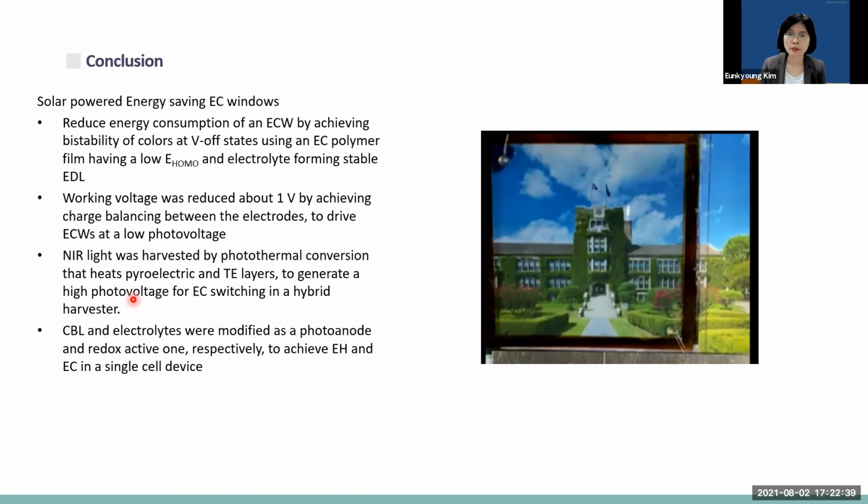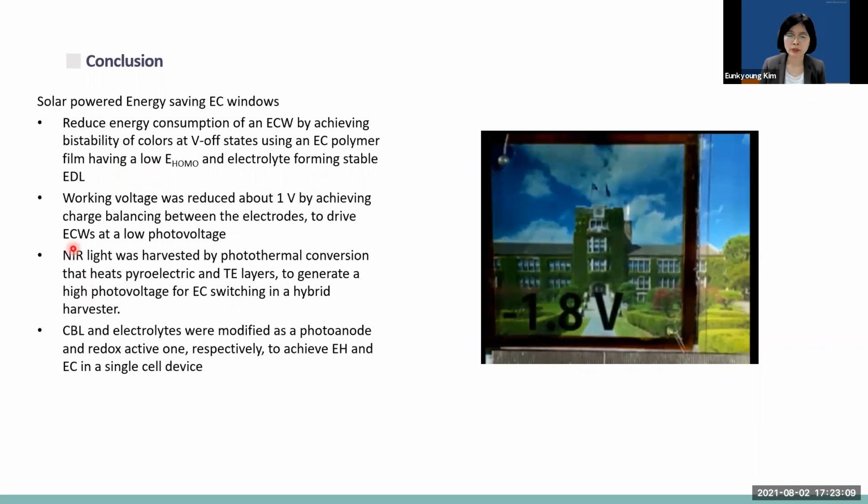To reduce energy consumption of an EC window, we achieved the bistability of color through this polymer and electrolyte containing ionic liquid to form a stable electrical double layer. Working voltage was reduced by about 1 volt by achieving charge balancing between the electrodes to drive the EC window at low photovoltage.